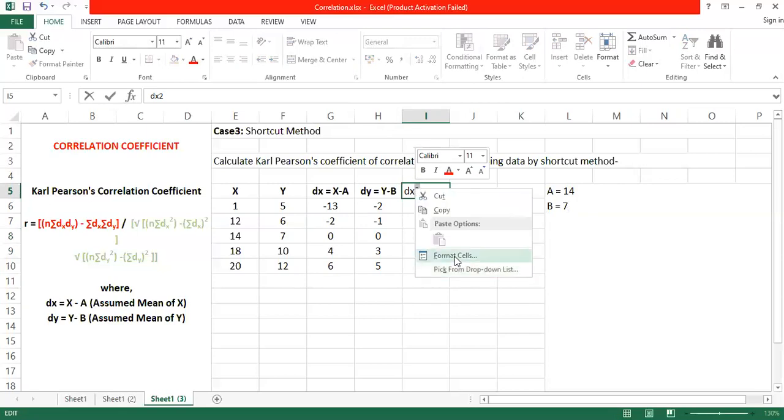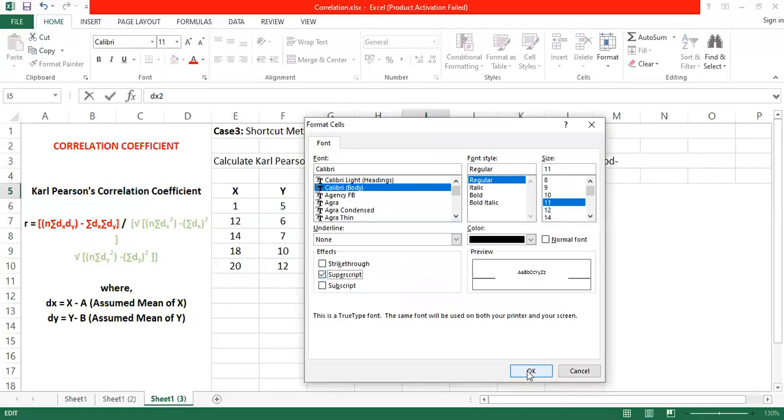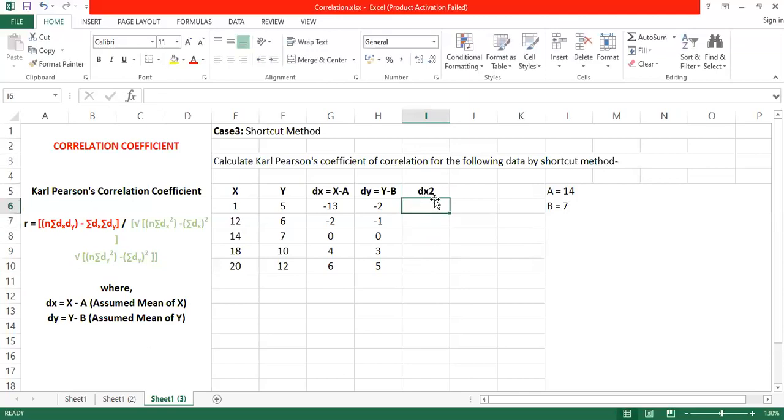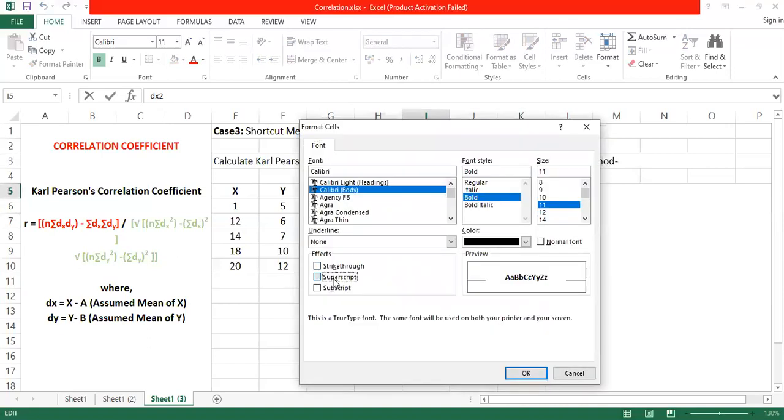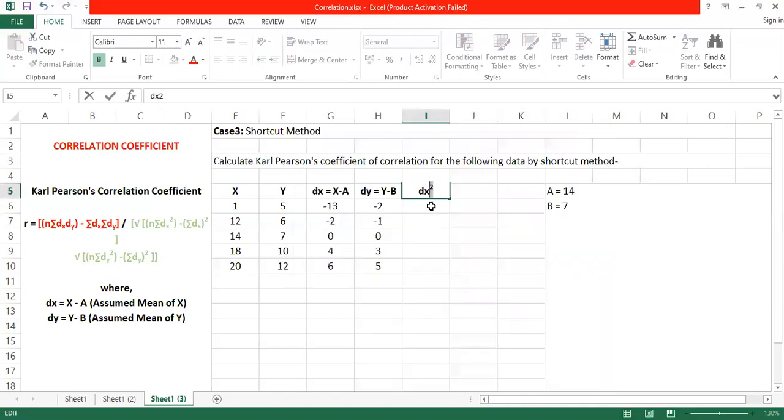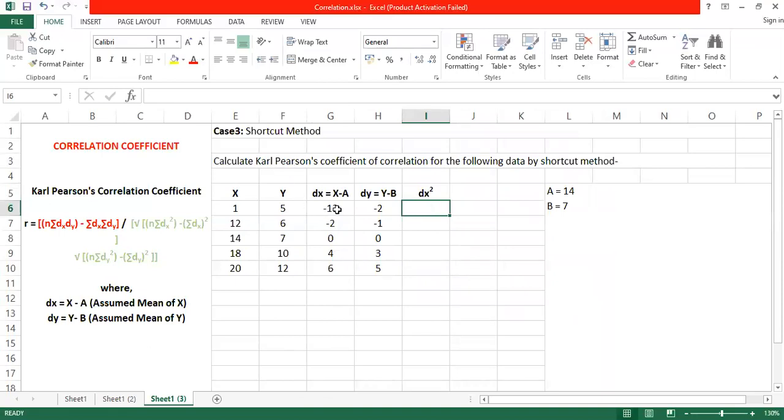dx square, right? Now, what is our dx? This is dx, so minus 13. You need to get minus 13 square. That means minus 13 into minus 13. Next, minus 2, so minus 2 into minus 2. Likewise for all the values, right?